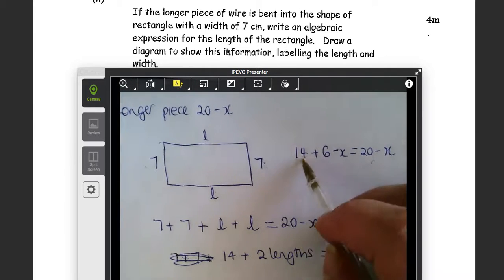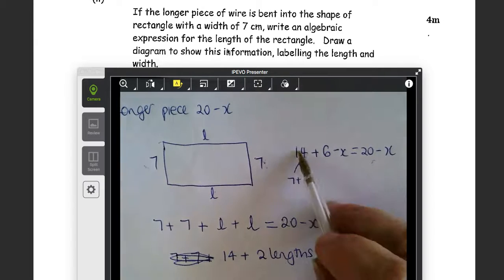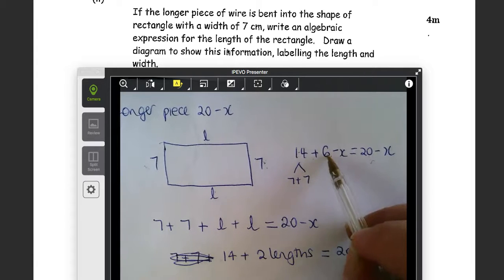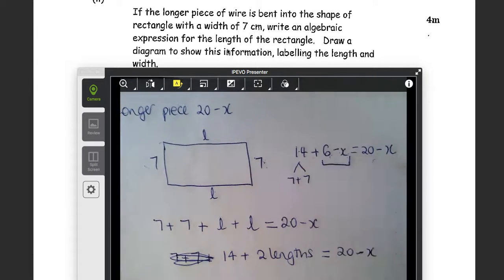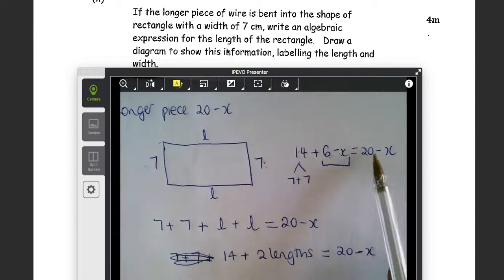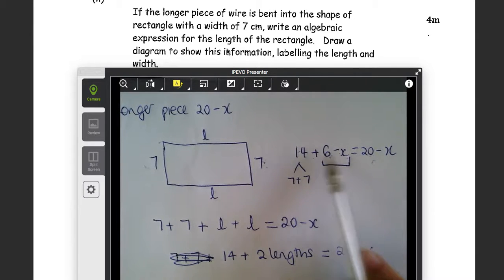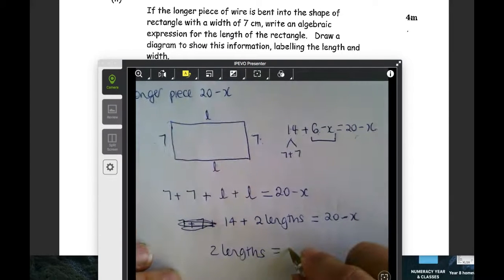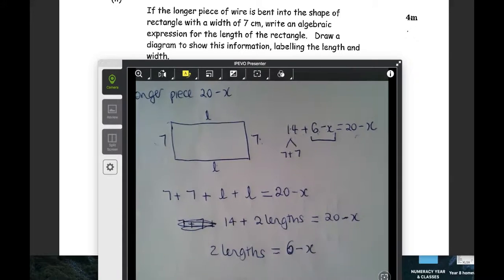Look, I've got 14 from the 2 7s. I need to get to the expression 20 minus X. If I add 6, I'm up to 20 minus X. Now, this 6 minus X, that's the 2 lengths. The 2 lengths add up to 6 minus X. Because look, I've got the 7 and the 7, that's 14, plus the number 6, that gives me 20. And then I've got a minus X. So that means the two lengths are 6 minus X. That's what they add up to.